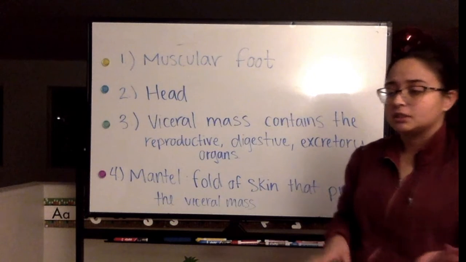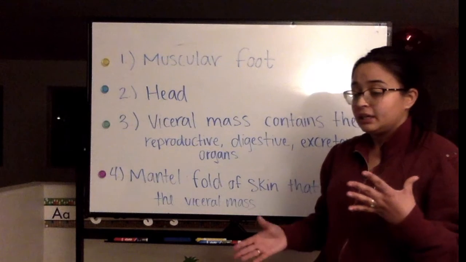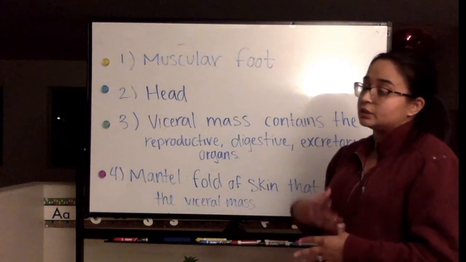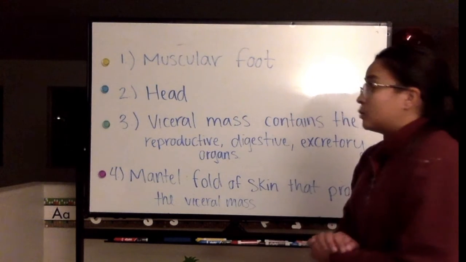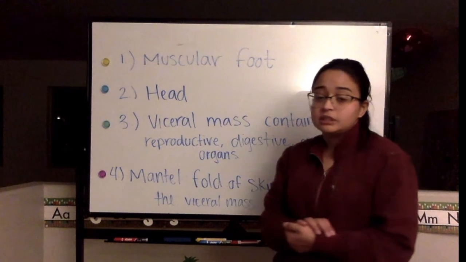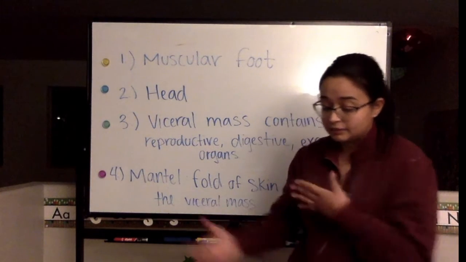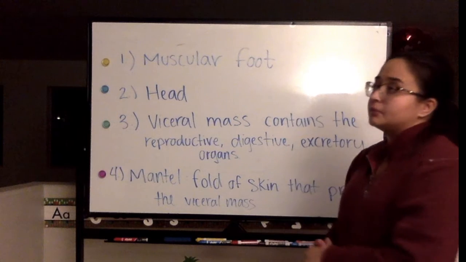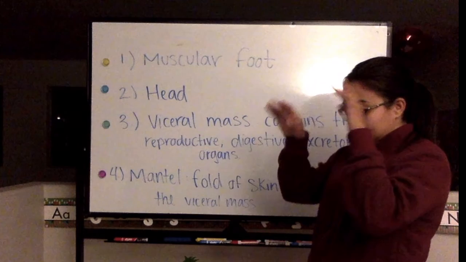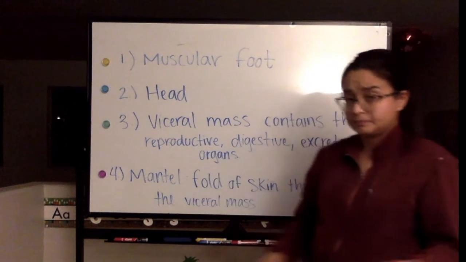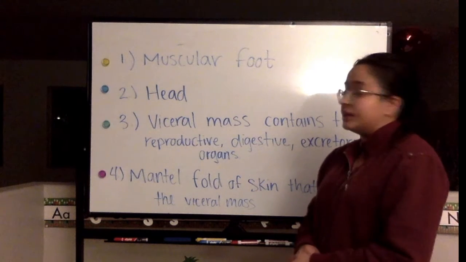They all have a muscular foot. It's not always in the shape of a foot. It is muscular though. This is so they can move around, to go from point A to point B. Okay? Then we have the head, which is where it has the mouth and some type of sensory organ, like snails. They have those little antennas on the top of their heads. That's to sense where they're at and how they see. They don't actually have eyes.